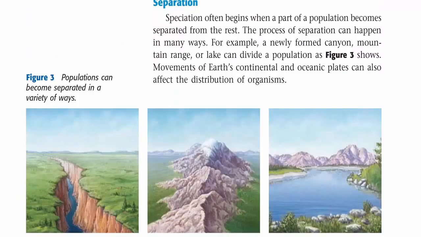Separation. Speciation often begins when a part of a population becomes separated from the rest. The process of separation can happen in many ways. For example, a newly formed canyon, mountain range, or lake can divide a population, as Figure 3 shows. Movements of Earth's continental and oceanic plates can also affect the distribution of organisms.